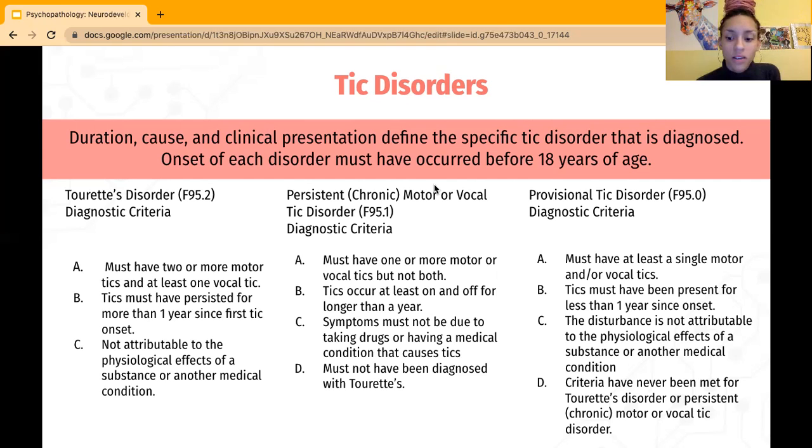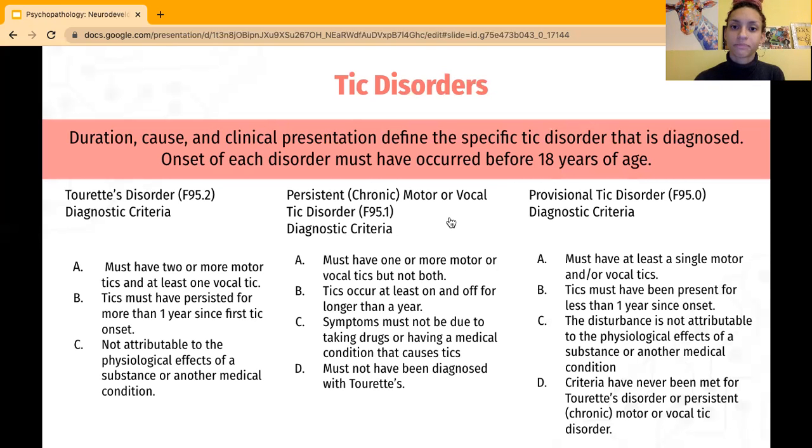So if you look at the criteria A for each of these disorders, this specific criteria is most telling of what differentiates between the diagnosis. So if you look at Tourette's disorder, you must have 2 or more motor tics and at least 1 vocal tic. But with persistent chronic motor or vocal tic disorder, you must have 1 or more motor tics or vocal tics, but not both. And then lastly, in provisional tic disorder, you must have at least a single motor and/or vocal tic.